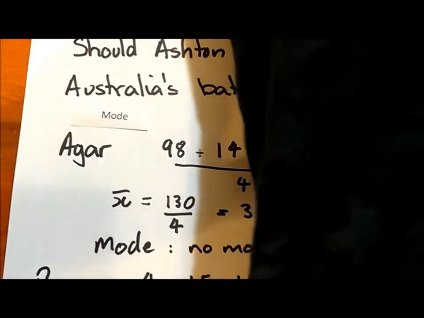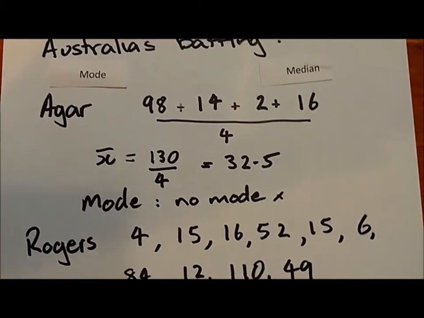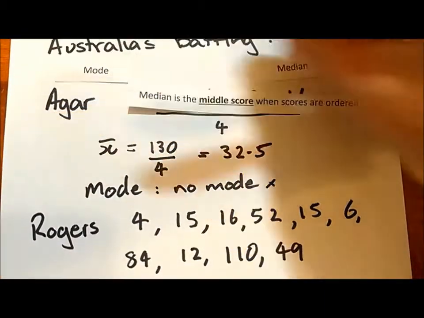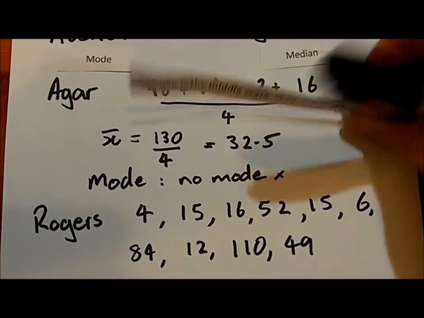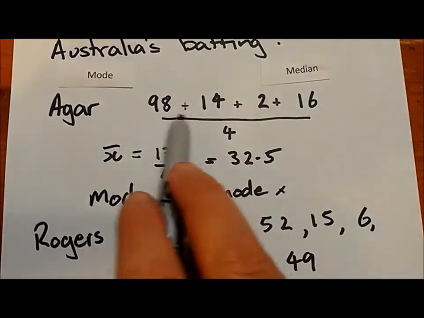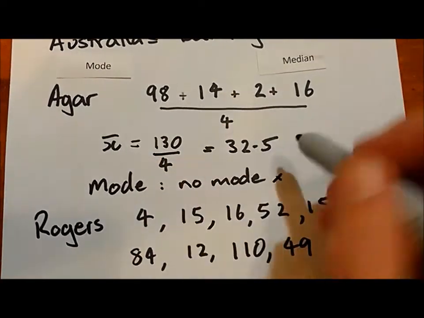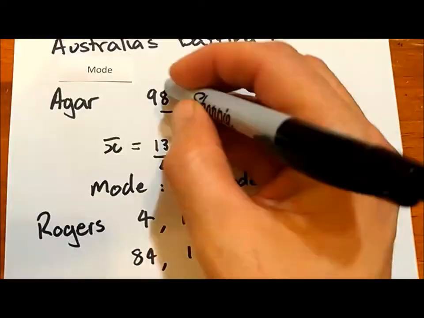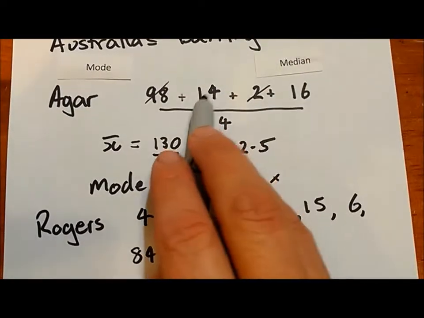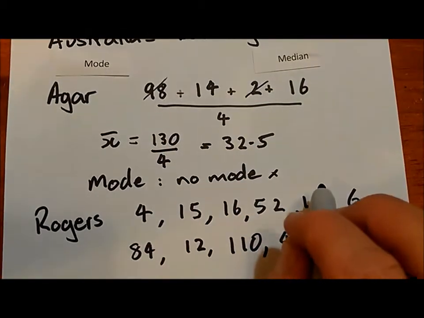And so if we want to do that, and want to have a look at that, we need to put these scores in order. So, median: the middle score when arranged in order. Now for Ashton Agar's, that's pretty easy, because there's only 4 of them. I can cross off the lowest and cross off the highest. I'm left with 2 scores here.